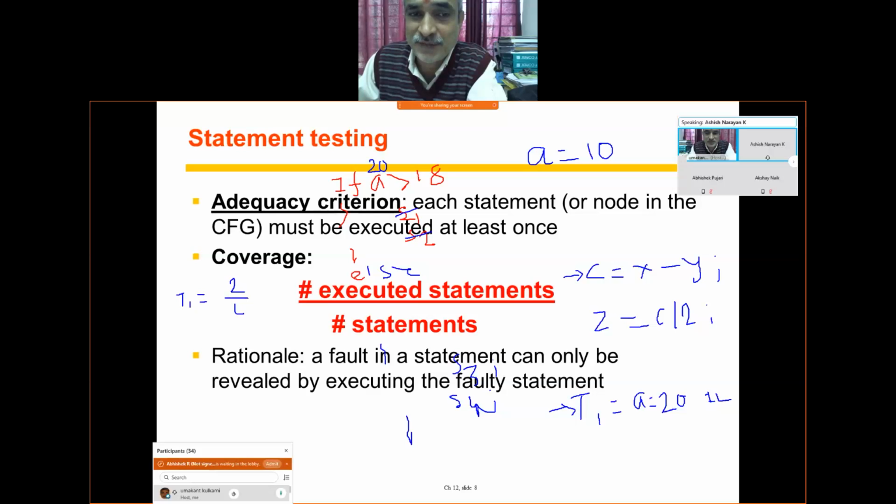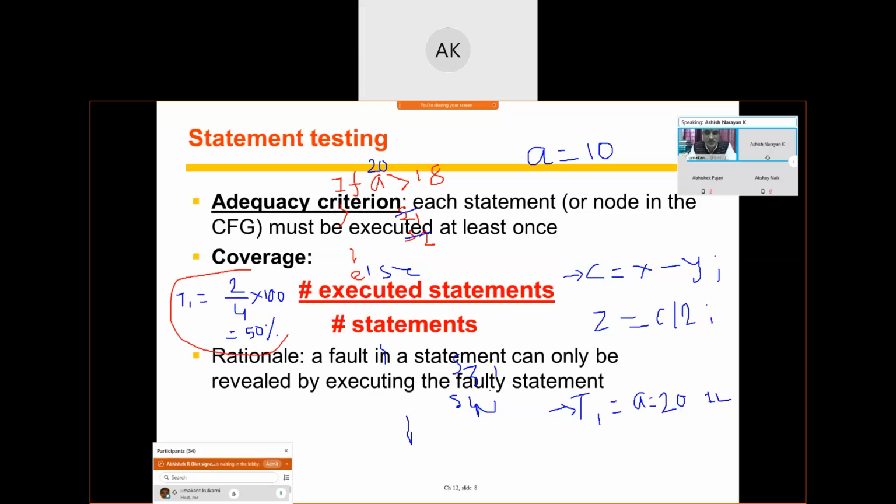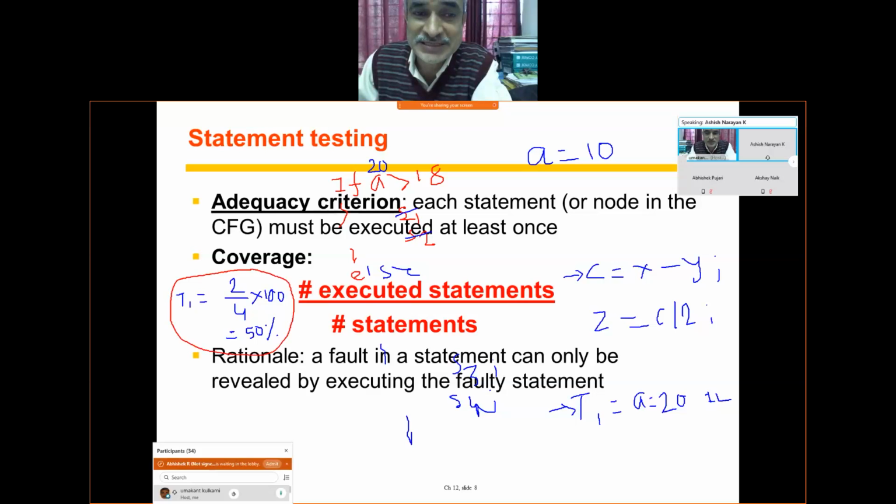For only T1, the coverage is executed statements, 2, and total statements available are 4, into 100, equal to how much? 50%. Am I right? Yes, sir. So the statement coverage for the test case T1 is 50%. That means it doesn't cover all. It is not adequate. It is not complete.